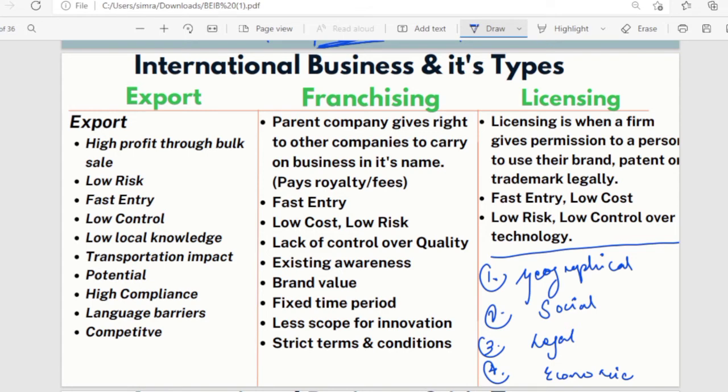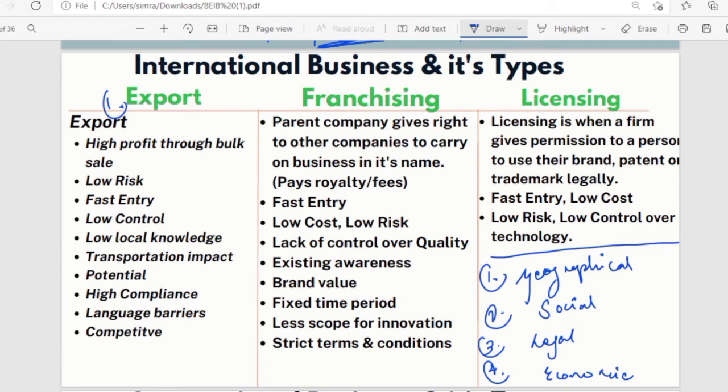Similarly, when you're planning to do business internationally, when you want to sell the products and the services you are into to some other country, what are the ways through which you can do that? Okay, so the first way for international business, the first mode of entry, is export.